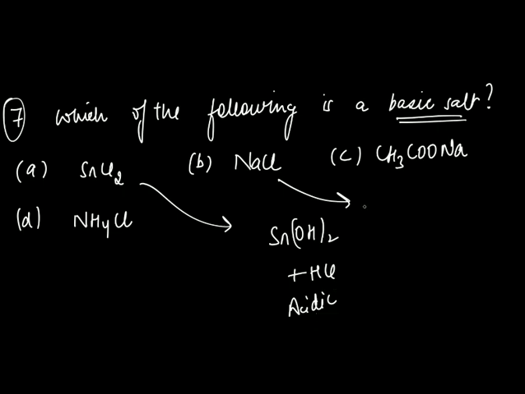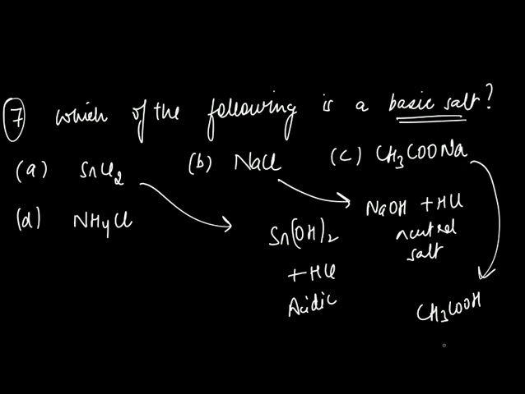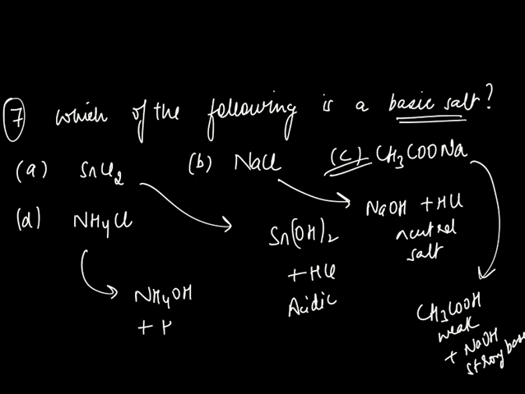This is NaOH and HCl. This is a neutral salt, NaCl. Now this one, this is our answer. This I have done before also. This is acetic acid, which is a weak acid, and we have NaOH, which is a strong base. So strong base and weak acid make it our answer, a basic salt. Now this other one is an acidic salt obtained from ammonium hydroxide, which is weak, and strong acid, HCl. So this is our answer.